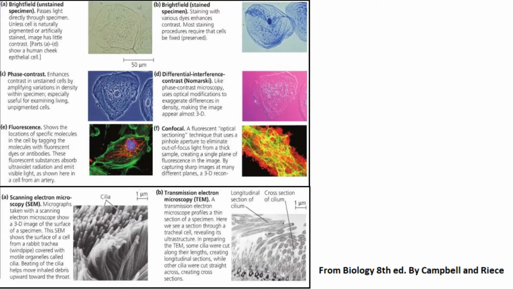Differential interference contrast, Nomarski, which is the name of it, like phase contrast microscopy, uses local modification to exaggerate differences in density, making the image appear almost 3D. Fluorescence microscopy shows the location of specific molecules in the cell by tagging the molecules with fluorescent dyes or antibodies. These fluorescent substances absorb ultraviolet radiation and emit visible light, as shown.